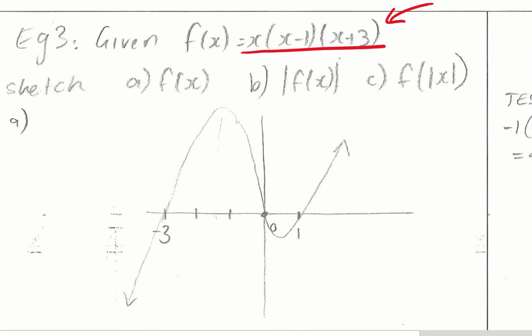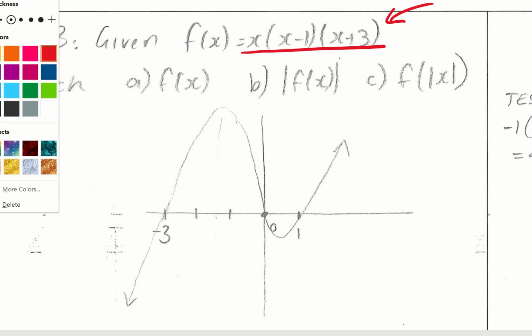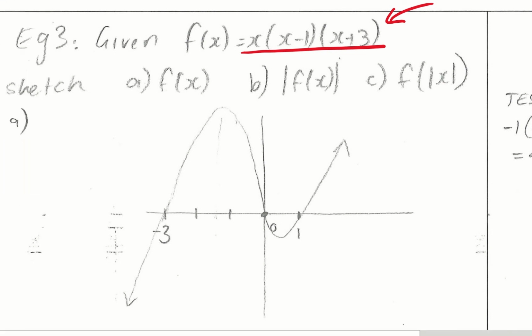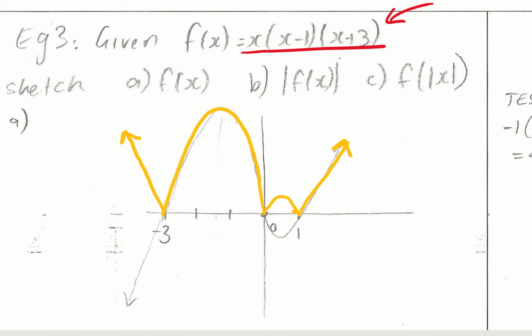All right, so now what I need to draw is the absolute value. So the first thing I'm going to do is go, okay, all my negatives become positive. So I'm going to bring that up here, and I'm going to bring that up here. So my absolute value graph will just be that yellow. Okay, so that's the graph of B.